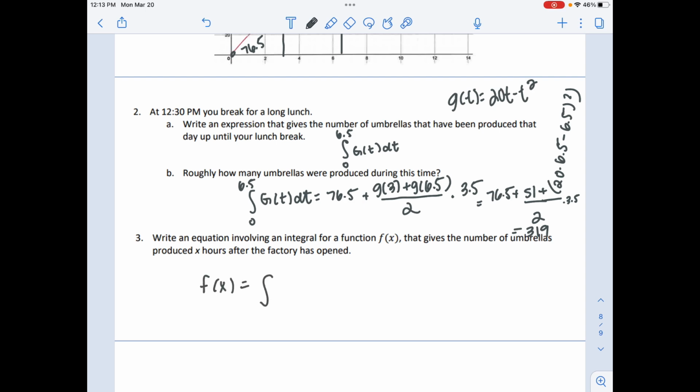And so we have figured out that 0 to whatever amount of hours of g of t dt, like that's what we've been doing this whole time. We've been finding the area under the curve g of t from 0 to some unknown. And so this is what the equation would be, because f of x is what's going to stand for how much was accumulated altogether.